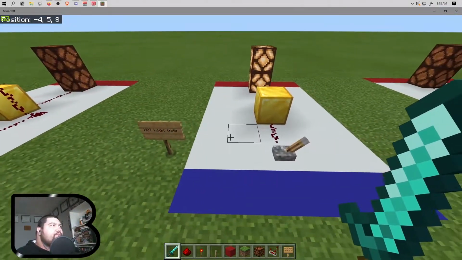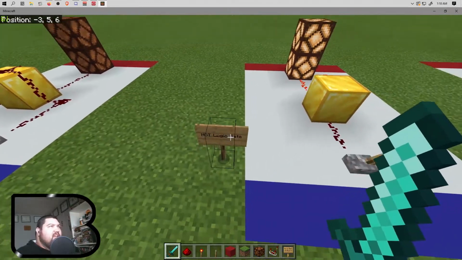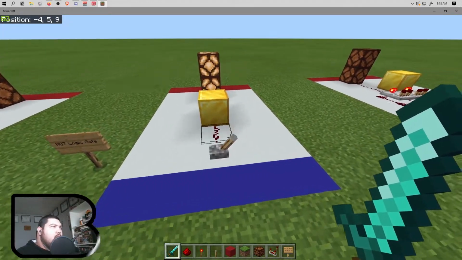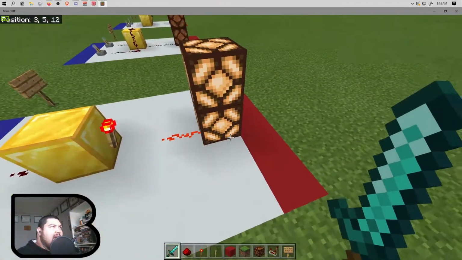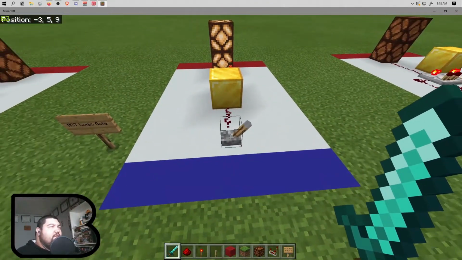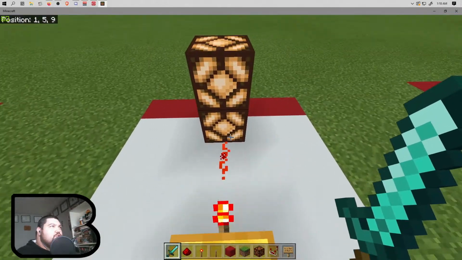So this is a NOT logic gate. A NOT logic gate has your input on off and your output is on automatically. So off turns your output to on.